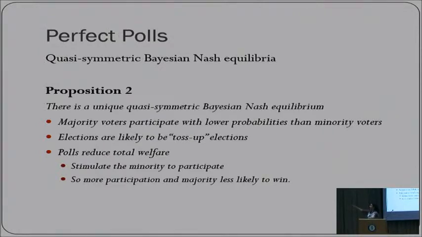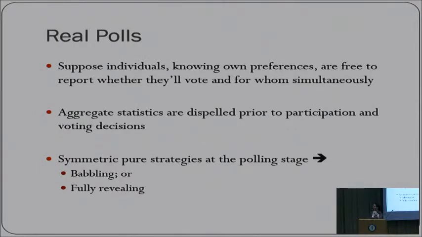So polls reduce total welfare because they do two evil things. The first one is that they stimulate the minority to participate, and that's costly. So more people are participating, and that's costly. The second thing is that the majority's preferred alternative is less likely to actually get chosen. Because we're likely to get these toss-up elections, we're less likely to get the efficient outcome. So in that sense, polls are actually very bad from this perspective for welfare.